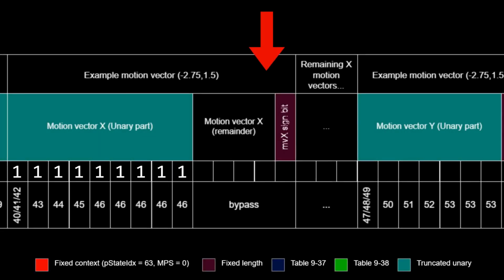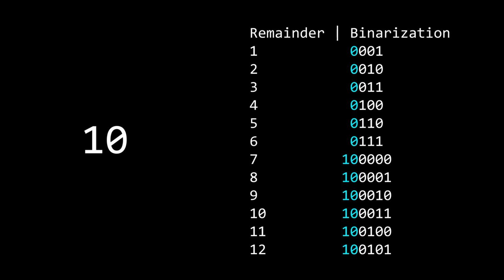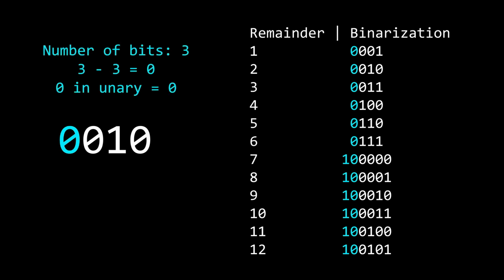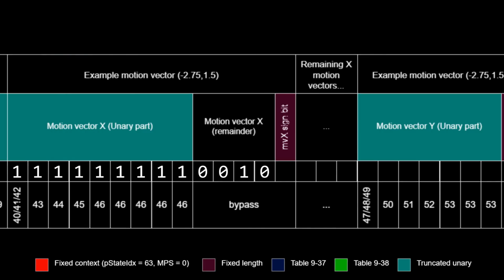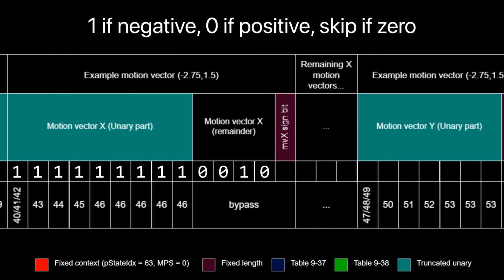The remainder part only applies if our value was greater than 9. Subtract 9, write it in normal binary, and add zeros before until it's at least 3 bits. Then, prefix it with the unary of the number of bits minus 3. Finally, for our sign bit, if our value is negative, write a 1. If it's positive, write a 0. And if it's 0, write nothing.